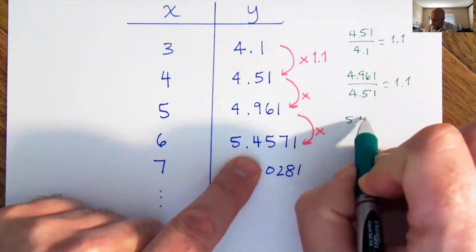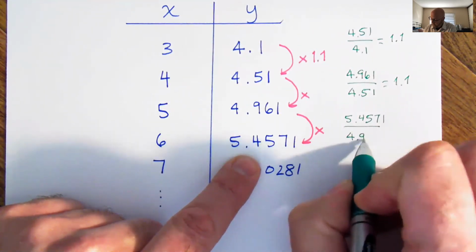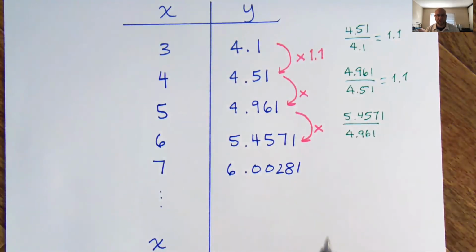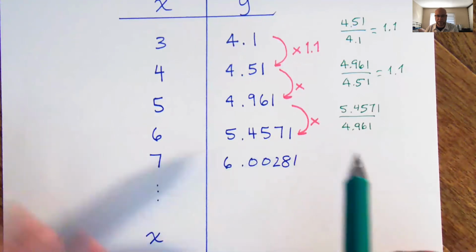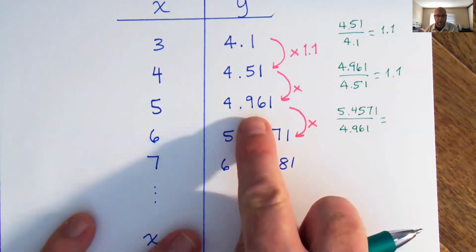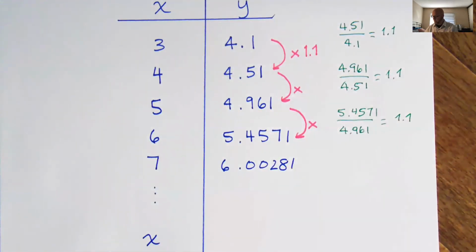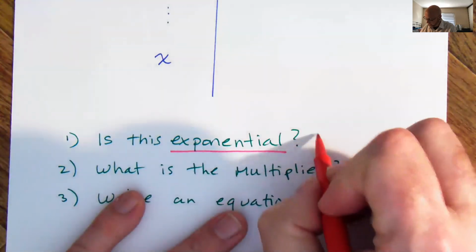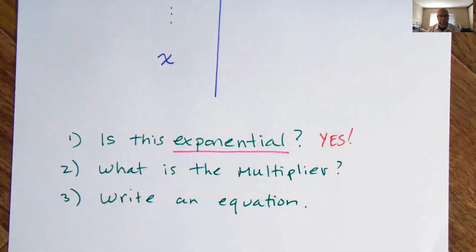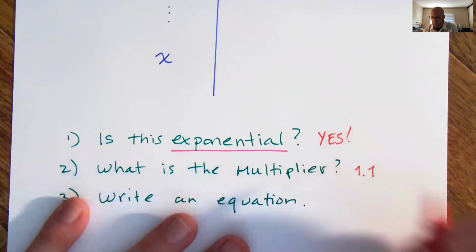And just for fun, we'll check this last one too. The weird thing about math is, in theory, you'd have to check all of them. But we're kind of going to rely on, if we see a consistent pattern 3 times, it's probably pretty reliable. Take this number, divide it by its preceding value. That happens to also be 1.1. So we're going to say that, is this exponential? Yes. It has a constant multiplier. Remember how linear had a constant adding value. Exponentials have a constant multiplier, and the multiplier is 1.1.